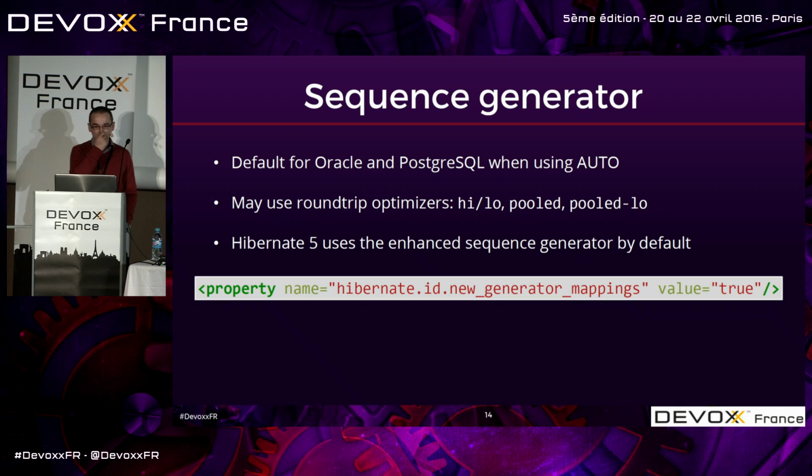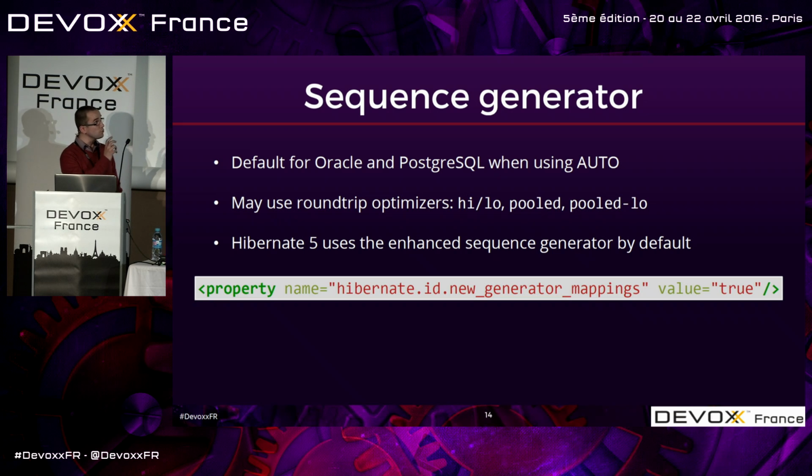Sequence generator: when you're choosing sequence, or if you're choosing auto for Oracle and Postgres, you are going to use the sequence, which is a very good choice. Now, if you are using sequence, you are going to have one round trip to the database to fetch the identifier and another one to do the insert. So in order to optimize this, Hibernate offers several optimizers like hi-lo, pooled, and pooled-lo.